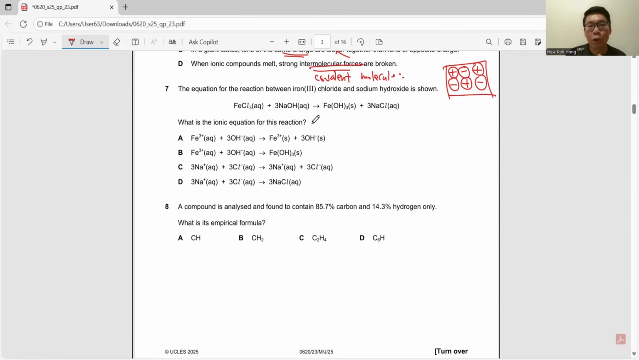What is the ionic equation for this reaction? So we can let everything that is aqueous be put in ion form.